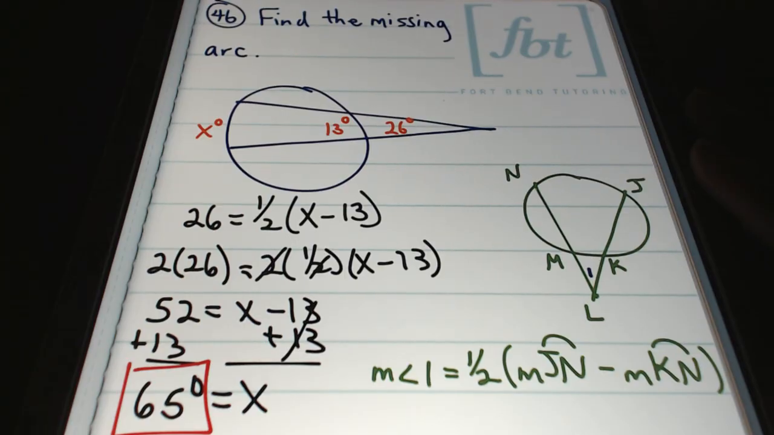Chosen Creeper says that this should be 39 degrees. Obina says this should be 39 degrees. Did I do something wrong, guys?